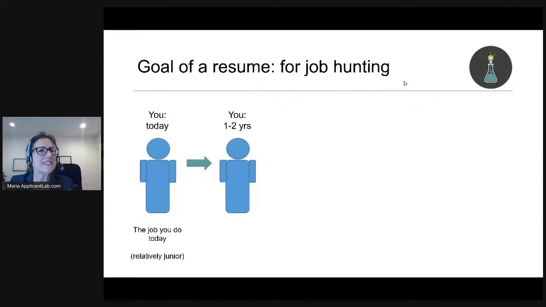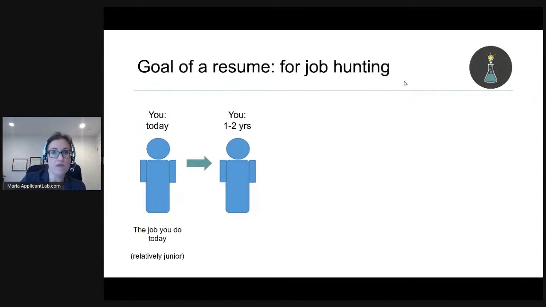Since most people only stay at a job for about 2 years, as a hiring manager, my big question is, what can you do for me tomorrow? And what skills do I think you're going to grow into in the next 1 to 2 years? And I don't really think beyond that, because usually I know that you're going to leave. Most people leave a job after 2 years, right? That's kind of the average.